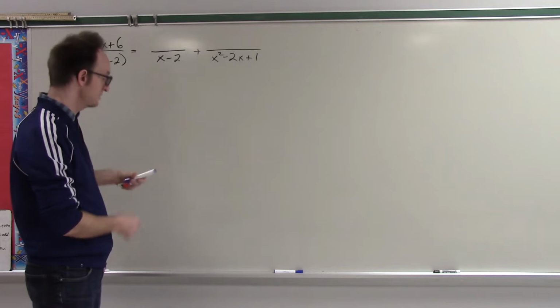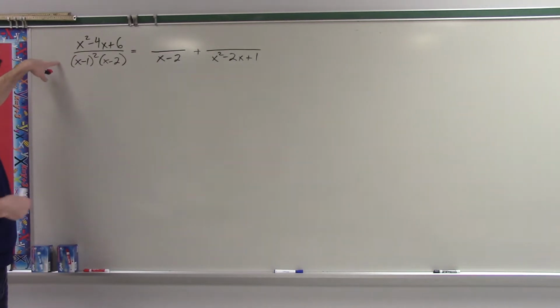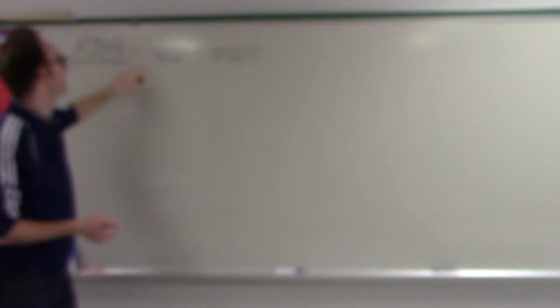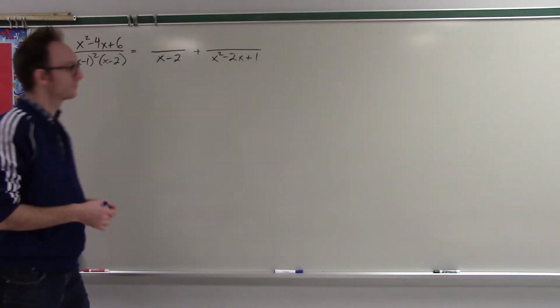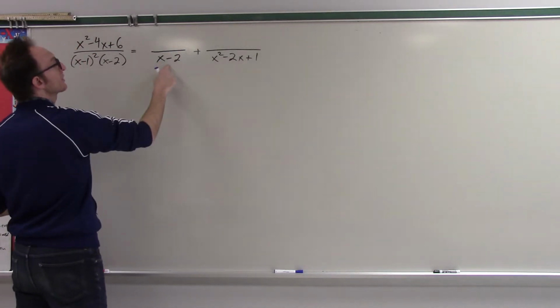Great. If we do that, then what do we do next? Well, once again, this is a proper rational function because the degree of the numerator is less than the degree of the denominator. So therefore, no polynomial long division is possible. Therefore, no polynomial long division can be possible for either of these also. In other words, the degree of the numerator must be less than the degree of the denominator.